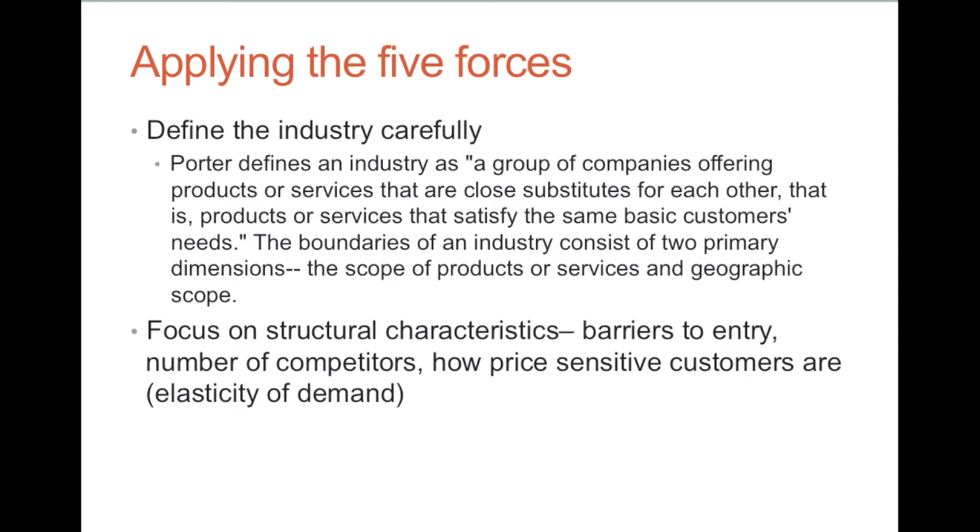So he defines it primarily based on customers' needs, but he also specifies that the scope of products or services offered helps define industries as well as geographic scope. So even if companies offer two very similar sets of products or services, if they don't serve the same geographic market, for example, Thai restaurants in Fairbanks don't serve the same market as Thai restaurants in Seattle, then they are not in the same industry.